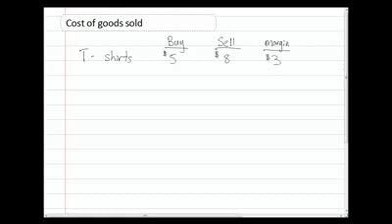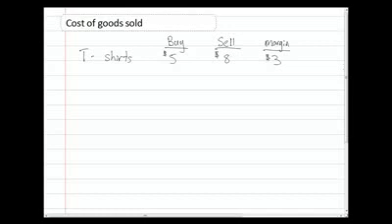Let's assume that I sell t-shirts. I buy t-shirts from a manufacturer for, let's say, $5. I can buy each t-shirt for $5, and I sell them for, let's say, $8. So what I'm doing here is making a profit or a margin of $3 per t-shirt.